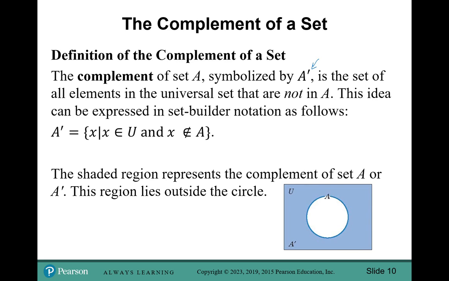This idea can be expressed in set builder notation as follows. A complement equals x such that x is an element of the universal set and x is not an element of A. If x is not an element of A, then it's an element of A complement. The shaded region is the complement of set A. This region lies outside of the circle, that circle being A. So basically, A complement is anything outside of that circle A.